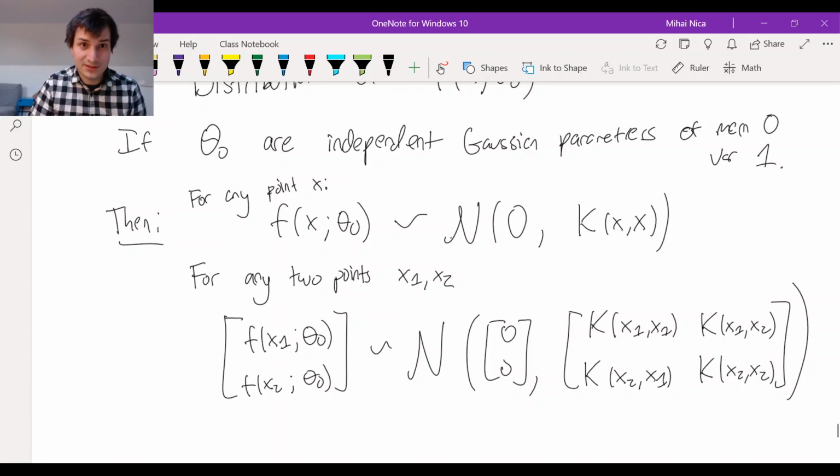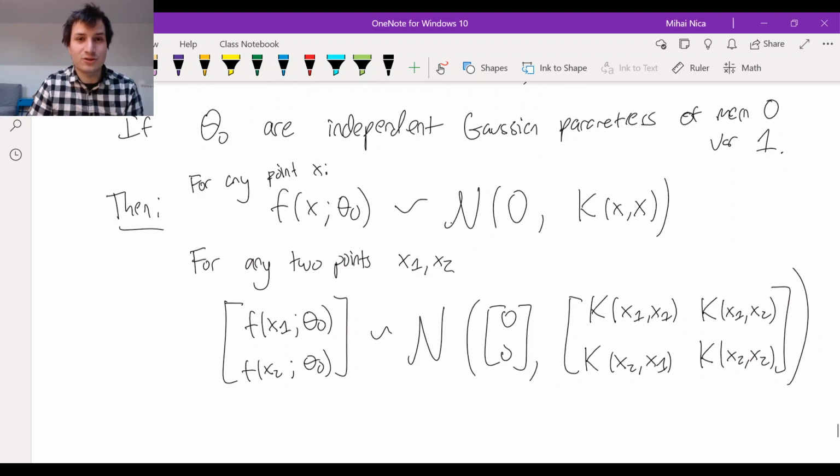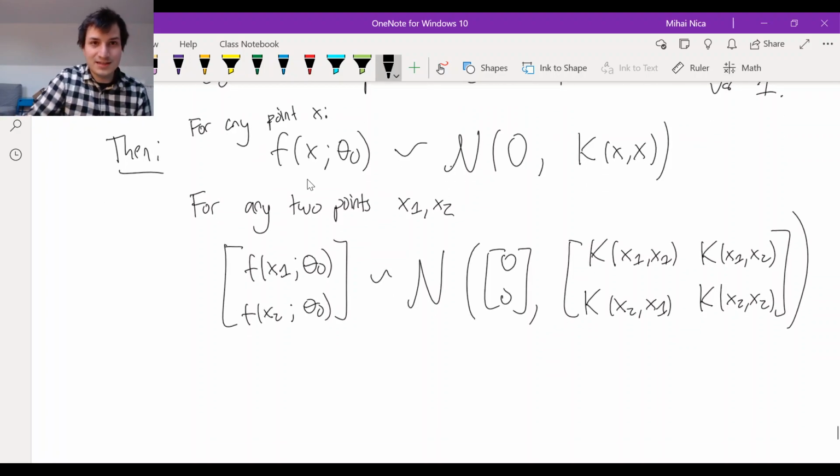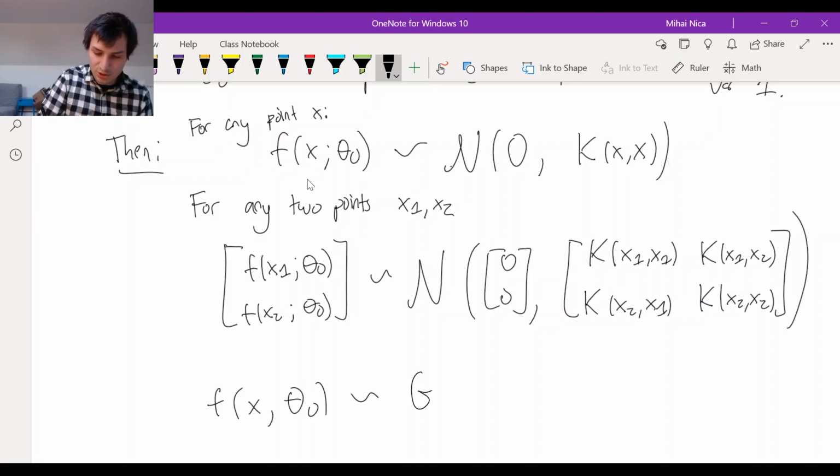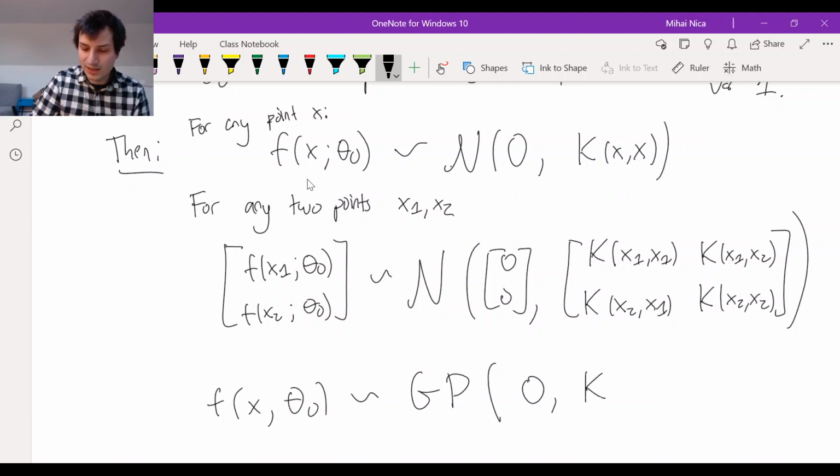So sometimes people call this a Gaussian process. A Gaussian vector is something with finitely many components, and a Gaussian process is something where no matter what subset you pick, you always get a Gaussian vector. Some people would write the statement I just said as: f of x theta 0 is a Gaussian process, a GP, and they would write its mean. Its mean is always 0. And the kernel k tells you the covariance between points, exactly with these matrices. So they would write k of x, x prime to tell you the covariance.